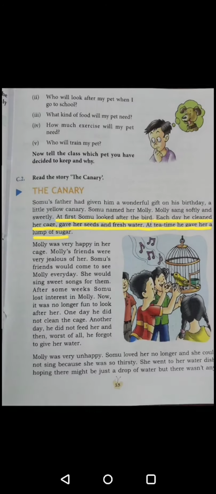So, you will write, Somu lost interest in Molly as one day he did not clean the cage. Another day he did not feed her. And worst of all, he forgot to give her water. So, children, this way you will complete question number 1 and 2 in the book only.